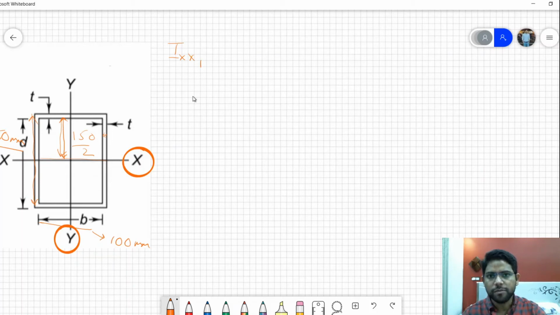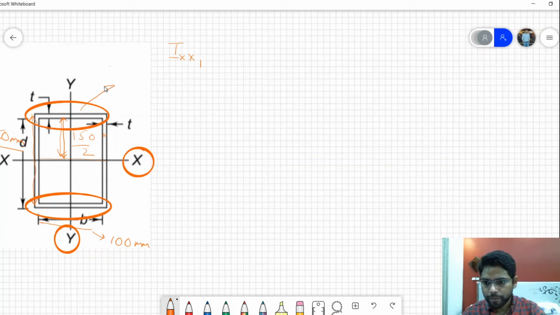Ixx1 is basically the second moment of area of this weld plus this weld. Since the area of these two welds is the same, and these two welds are equidistant from the x-axis, the second moment of area for this weld will be equal to that of this weld. So we can say it will be equal to 2 times the second moment of area of the first weld. And what is the second moment of area of the first weld?